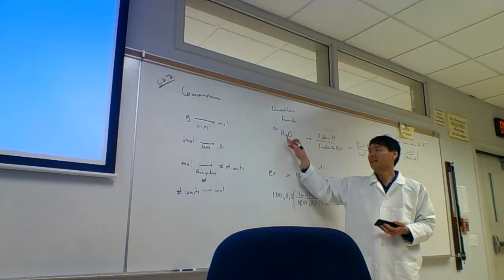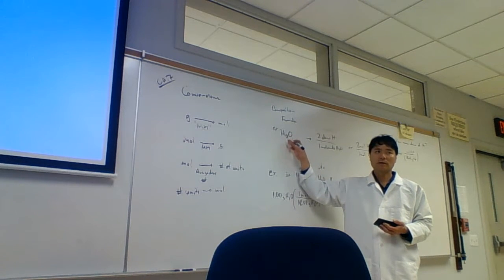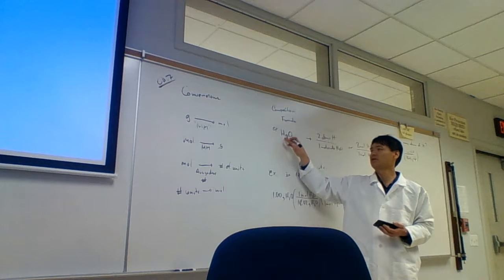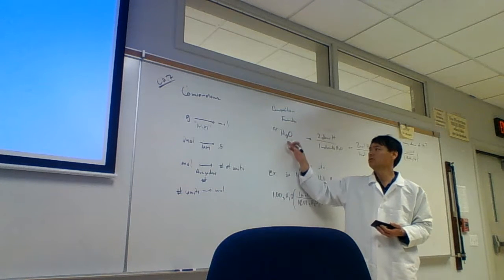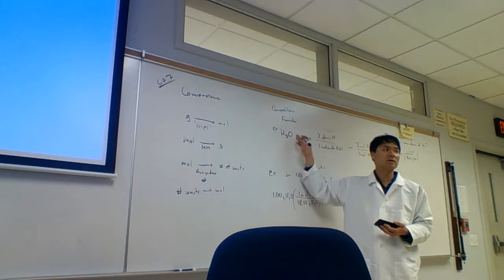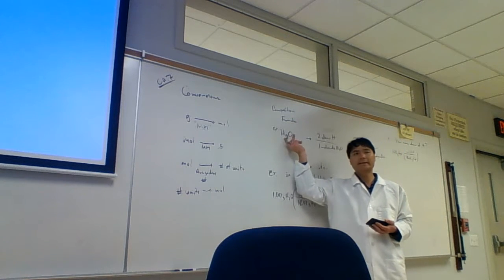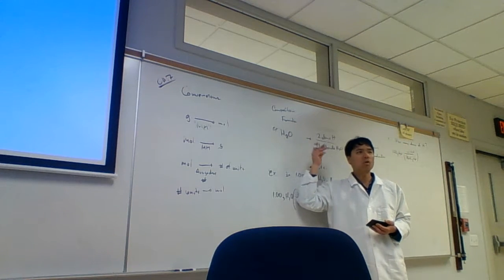Okay, if we know the atom ratio, then we know the mole ratio, because it goes like this. 2 atoms of hydrogen, 1 atom of oxygen. 2 dozen hydrogen atoms, 1 dozen oxygen atoms. 2 moles of hydrogen atoms, 1 mole of oxygen atoms. And so chemical formulas like this are always atom or mole ratios.